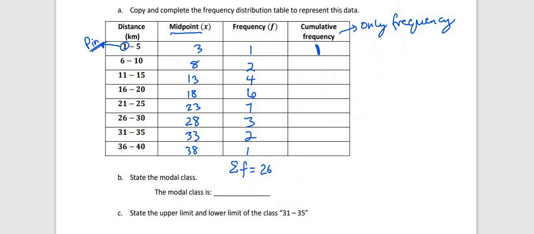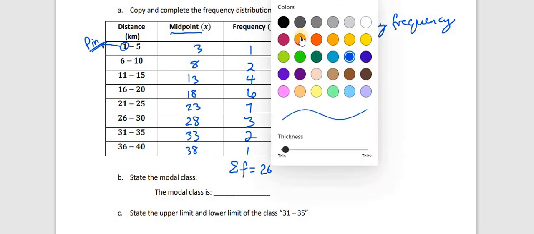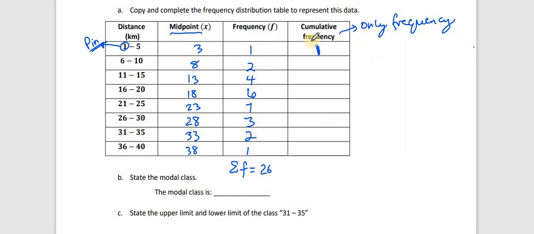I'm just trying an explanation to see if it can actually work for you guys. So in the first class, which is this one, 1 to 5, how many persons do we have? 1. We're not focusing on the midpoint. This is not why we did the midpoint. We're looking at the frequency. This is what we're looking at for the cumulative frequency. We have 1 person in the class 1 to 5.